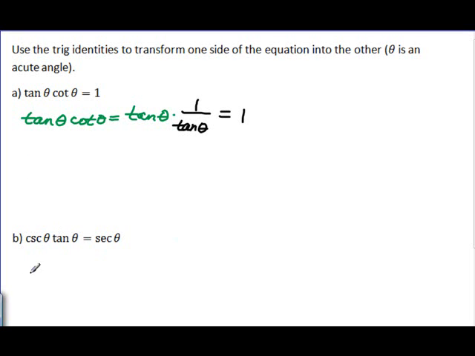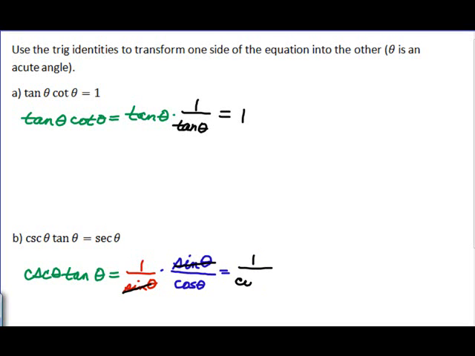So let's say we have cosecant theta times tangent of theta. So if we rewrite cosecant theta to be 1 over sine theta, tangent of theta is going to be sine theta over cosine theta. You see what's happening here? The sine theta is common, so it divides out, so we're left with 1 over cosine theta. But 1 over cosine theta is exactly secant of theta, so we have proven what we needed to prove.